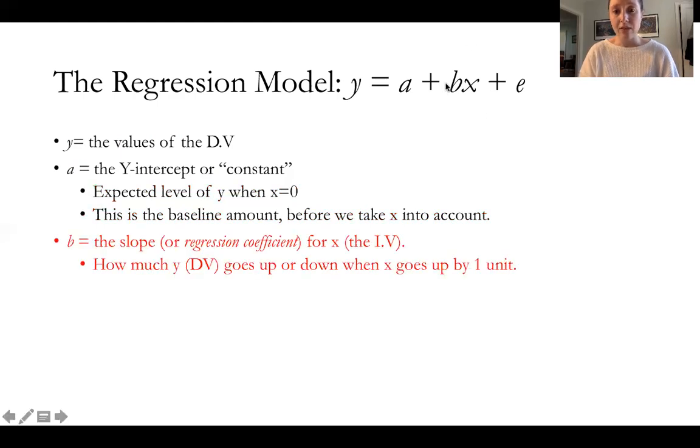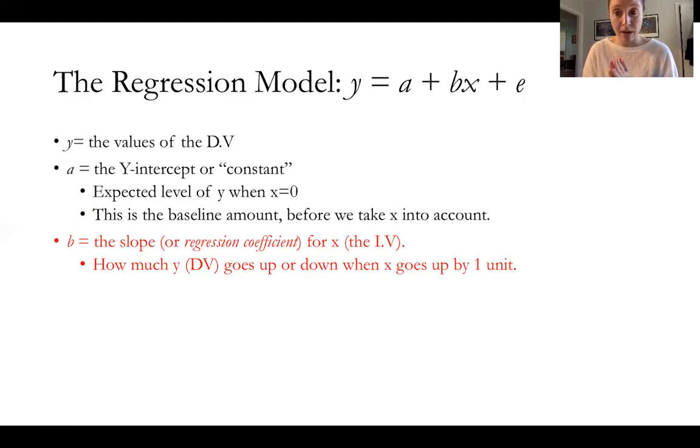The B in this equation up here is the slope, or what we call the regression coefficient for your independent variable, which is x. Again, you know what x means in this equation because we've been talking about x this entire semester. So this is the slope, or what you learned as the rise over the run when you were in middle school. So this is how much the dependent variable goes up or down if the x variable goes up by 1 unit.